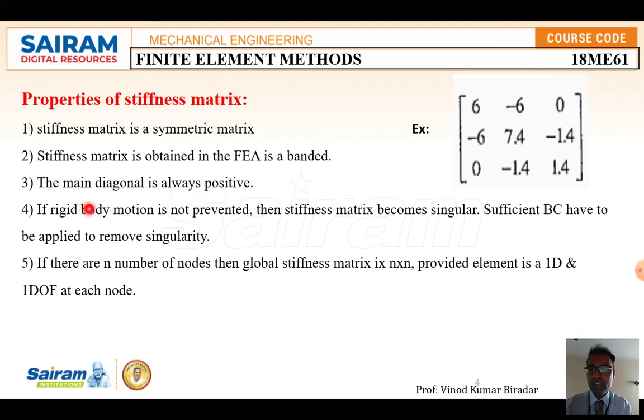And the fourth one is, if the rigid body motion is not prevented, then the stiffness matrix becomes singular. Sufficient boundary conditions have to be applied to remove the singularity. And the last one is, if there are n number of nodes, then the global stiffness matrix is an n into n matrix, with elements for 1D and 2D at each node. So it is always a 2 into 2 matrix, 3 into 3 matrix, 4 into 4 matrix. It is not a 2 into 4 or 3 into 4, not like that. It is always 4 into 4 and 3 into 3.